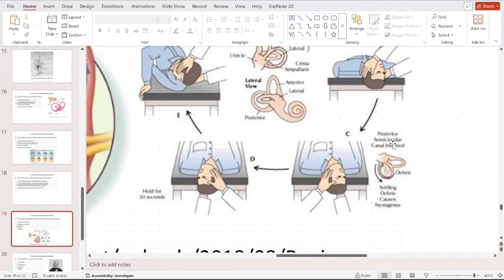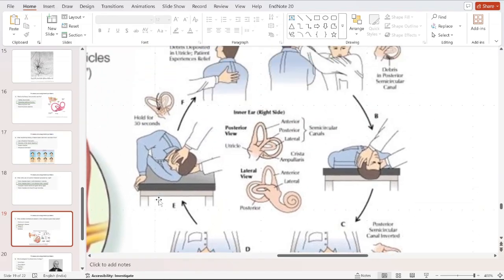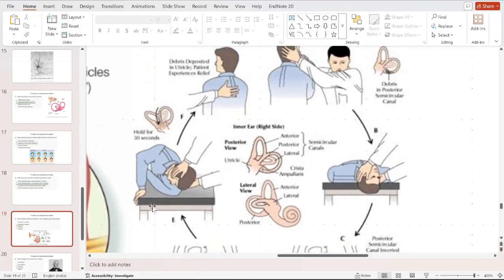So now when the patient's head is tilted to one side, the debris is settling. Then the patient's head is tilted to the opposite side and it is held for 30 seconds. Then the patient is made to get inverted, like the patient inverts his body like this and on one shoulder, basically, on one side. Again, hold for 30 seconds. So the debris comes out of the posterior canal and enters the utricle.